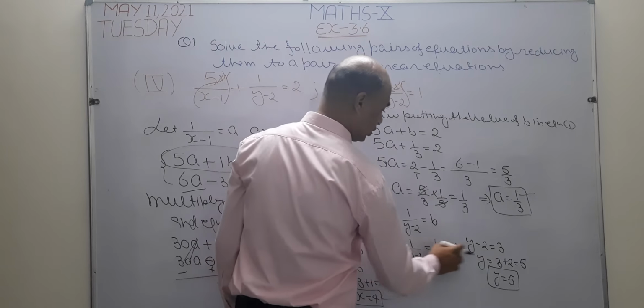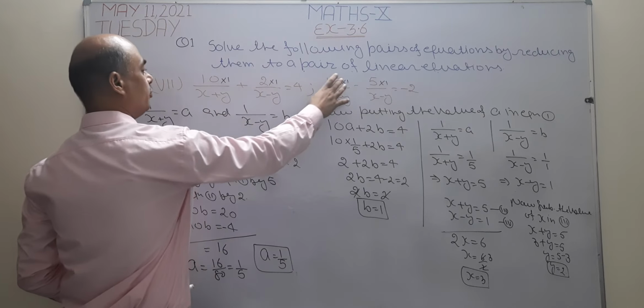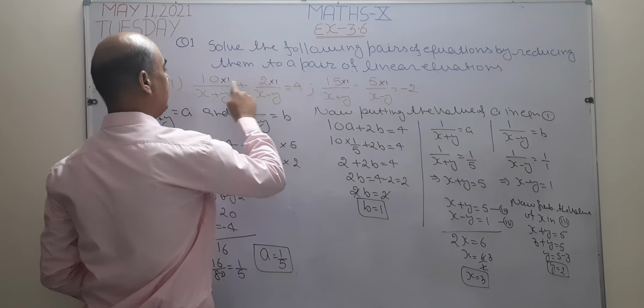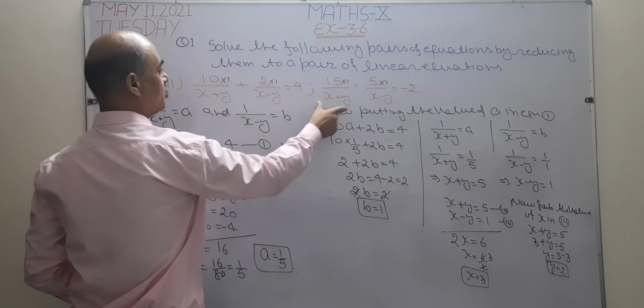First I want to reduce the given pair to a pair of linear equations. For this I want to check what is common between the first terms of both equations. In the first term of both equations, 1 is common in the numerator and x plus y is common in the denominator. So what is common? 1 upon x plus y is common. So I write 1 upon x plus y equal to a. Now I want to check what is common in their second term. In their second term, 1 upon x minus y and 1 upon x minus y are common. So this one is common. So I write here 1 upon x minus y equal to b.